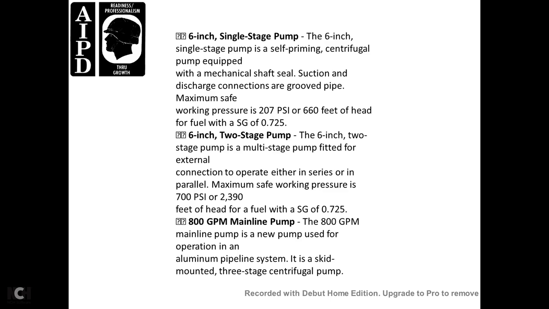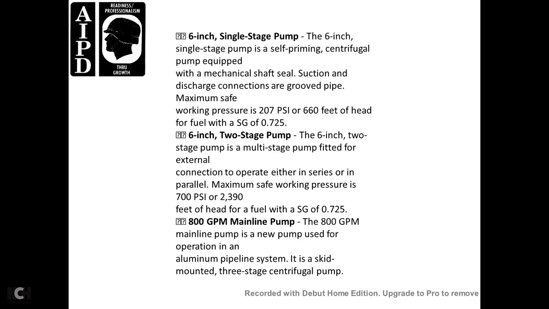6-inch two-stage pump. The 6-inch two-stage pump is a multiple-stage pump fitted with external connections to operate with either series or parallel flow, with a maximum safe working pressure of 700 psi or 2,390 feet of head for a fuel with a specific gravity of 0.725.